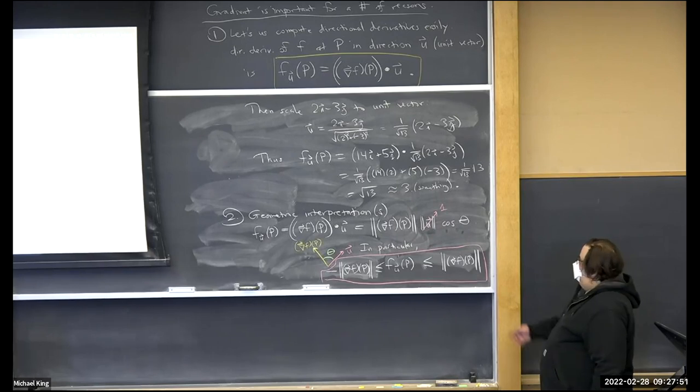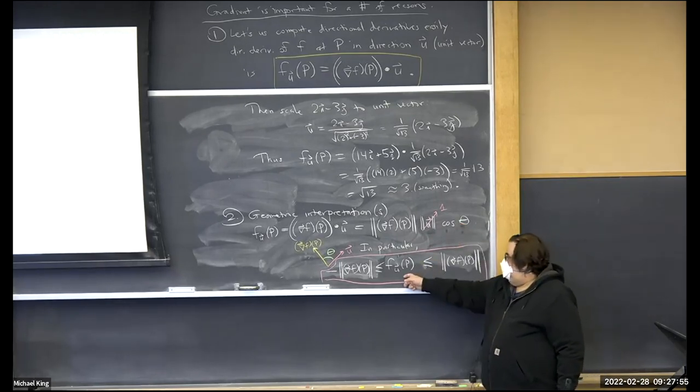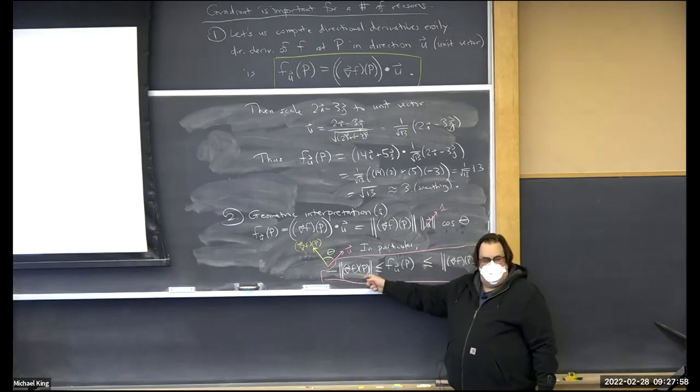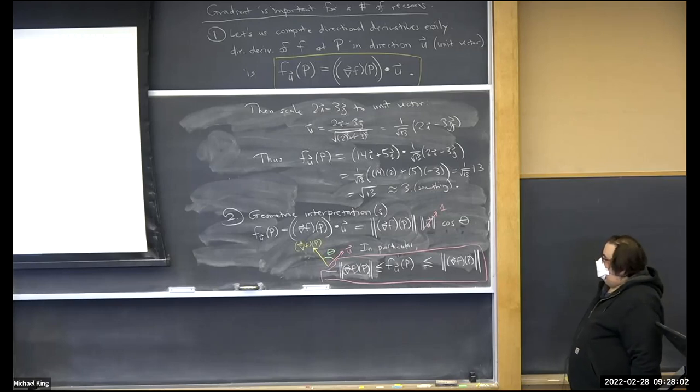You see what I'm saying? Just because cosine is between -1 and 1, this number is between minus the magnitude of the gradient and plus the magnitude of the gradient, because you're just multiplying by the cosine.